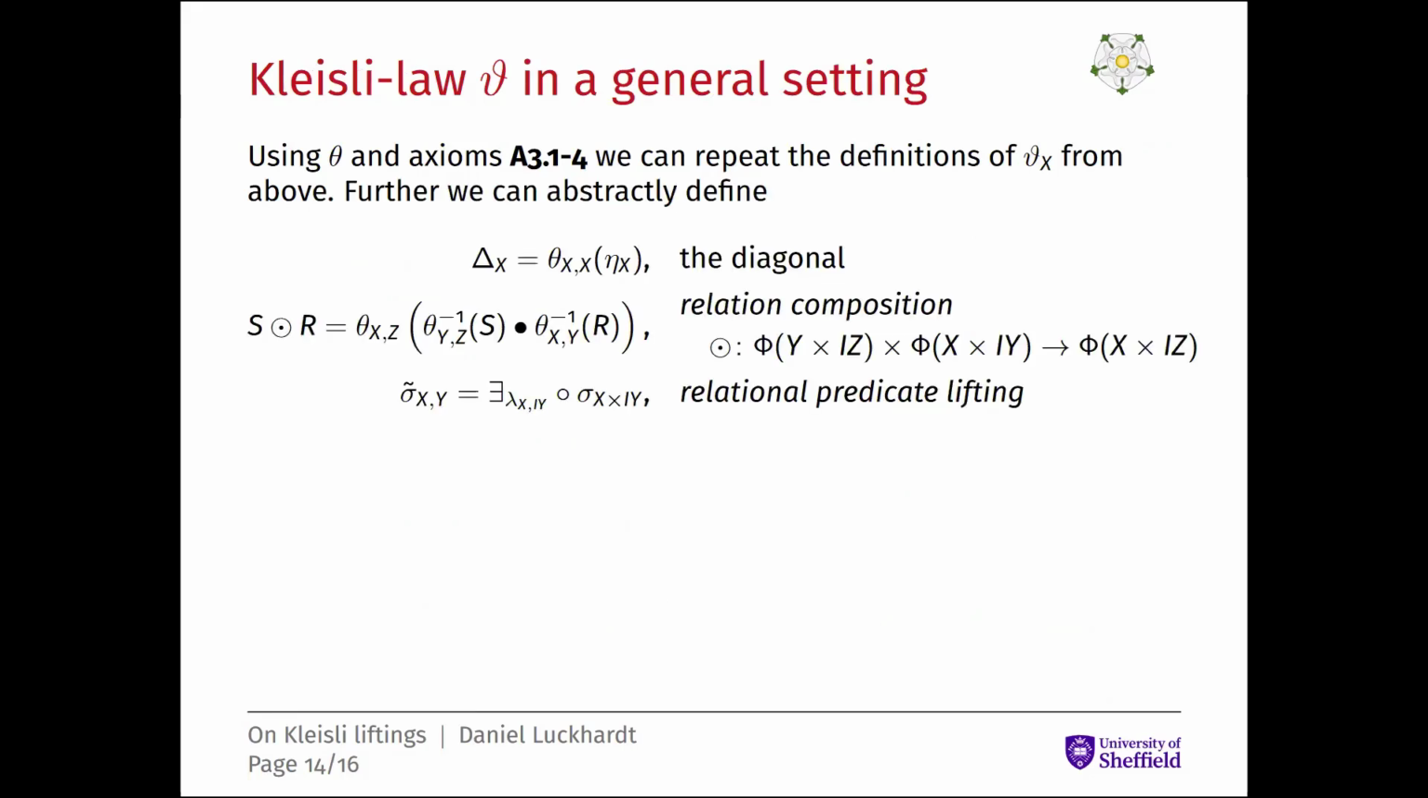And now we can again define some very natural things. Let's say the diagonal, we can define it in terms of the unit, and we can also define a relation composition, and then one can define this predicate lifting. I mean, now it's not the sigma itself, because the relation stands on two legs, not only on one leg like the phi.